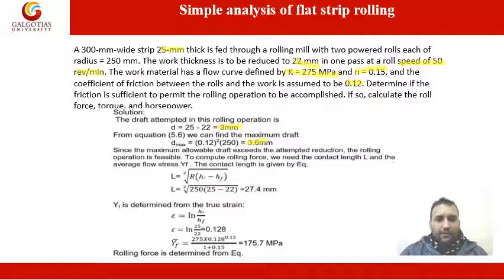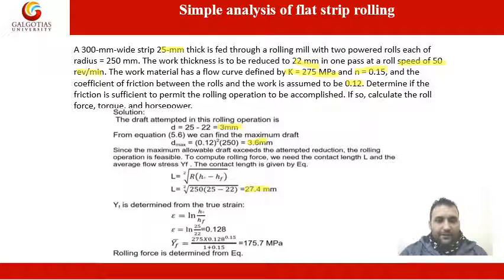To compute the rolling force, we need the contact length and average flow stress. The contact length is already given by the equation L is equal to the square root of R into H naught minus Hf, where R is 250, H naught is 25, Hf is 22. So this will become around 27.4 mm.